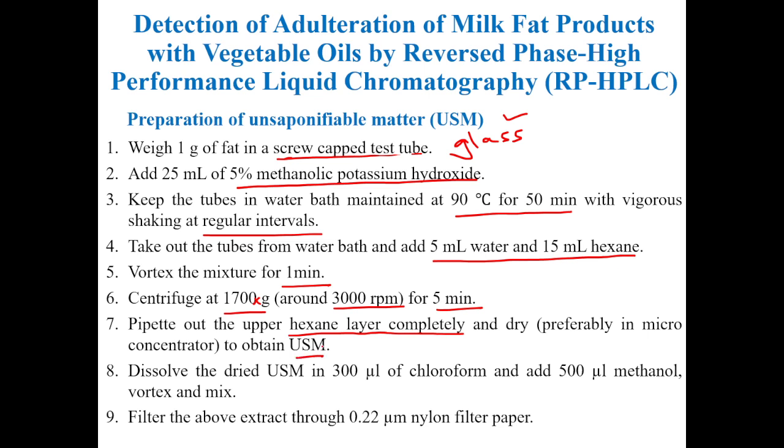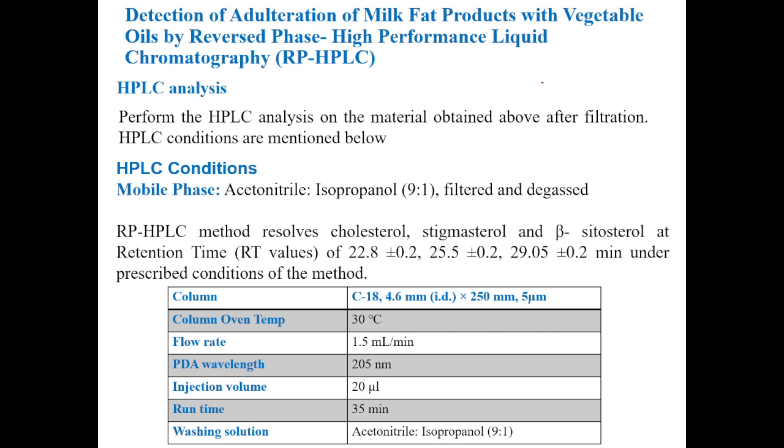You dry it to obtain the unsaponifiable matter. Preferably you dry it in a micro concentrator, and then you will have the USM. The USM which is obtained, you dissolve in 300 microliters of chloroform and add 500 microliters of methanol. You vortex it and mix it, and filter the extract with a 0.22 micron nylon filter, so that no impurities enter the column of HPLC. Whatever filtrate is obtained, you perform the HPLC analysis on the same.